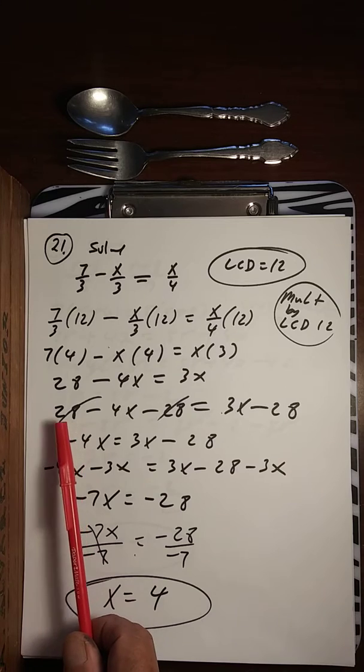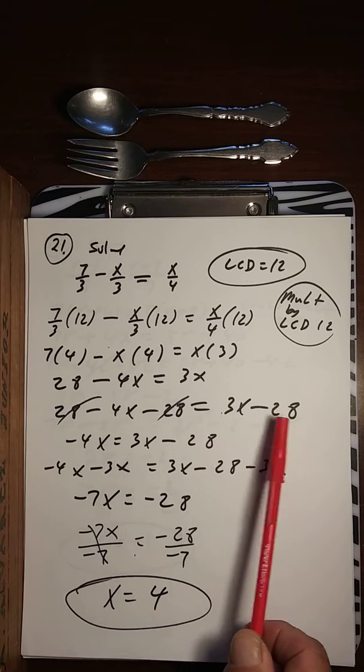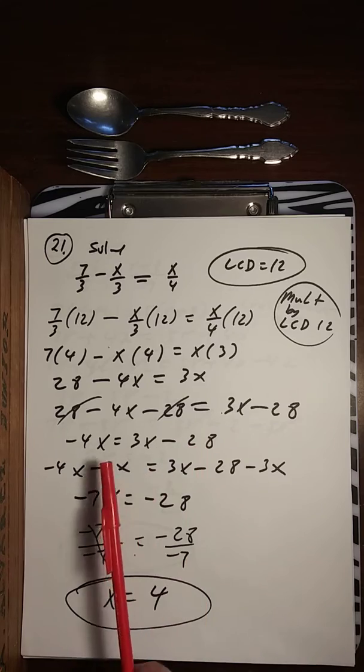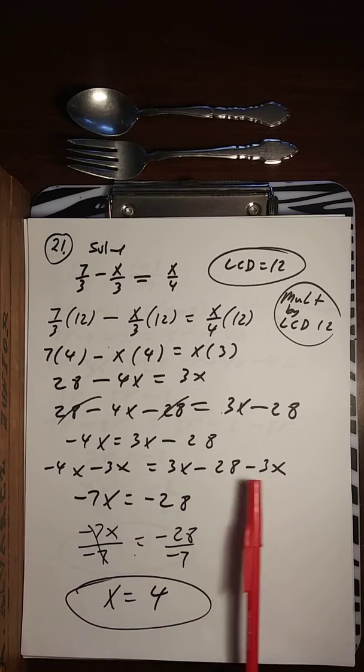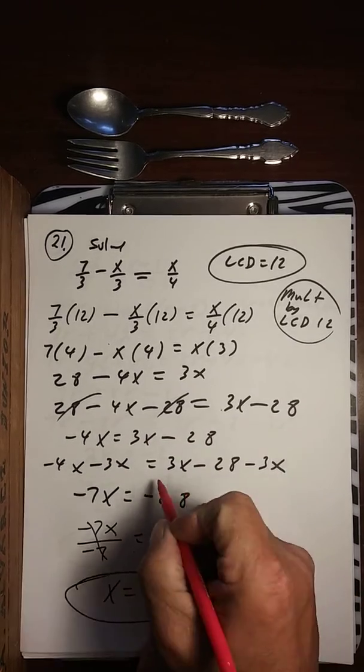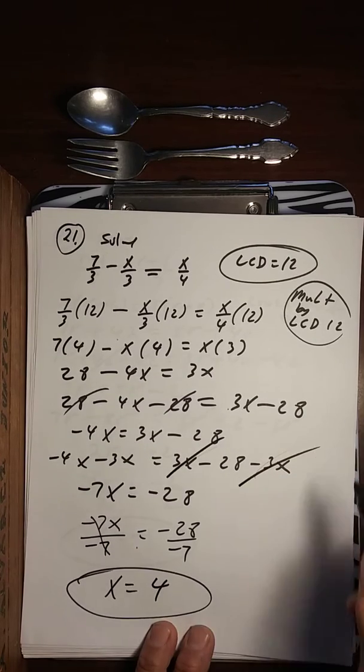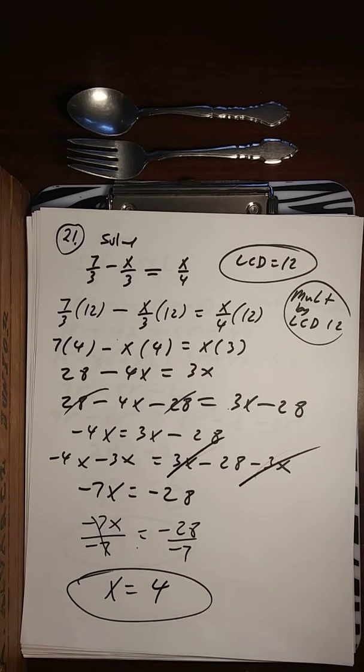And now, get rid of this 28. Minus 28, minus 28. These are gone. Negative 4x equals 3x minus 28. Now, get rid of this. So minus 3x minus 3x. And these are gone. So, once you cancel those out, we have negative 7x equals negative 28. And divide both sides by negative 7 and negative 7. So x is a positive 4.